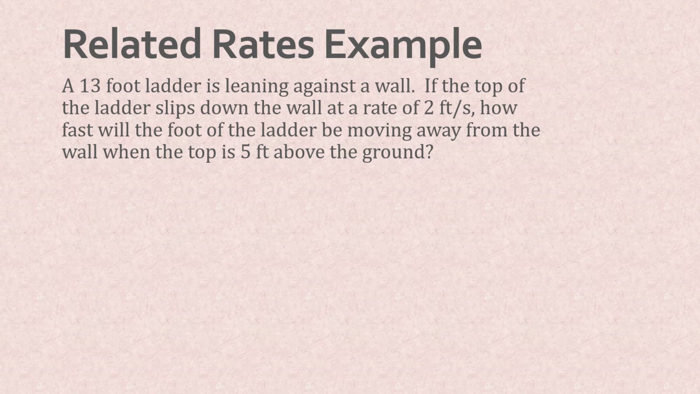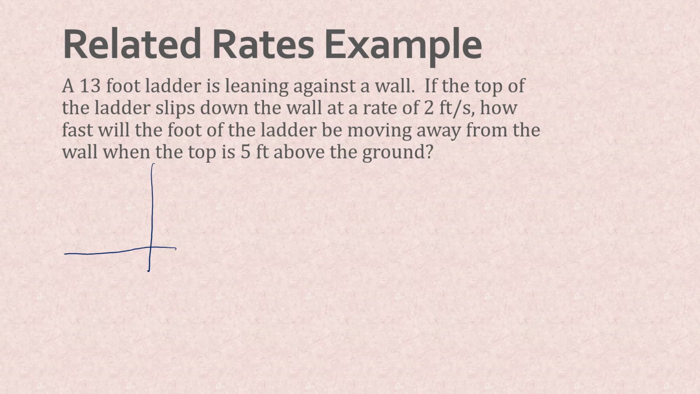So let's look at a basic related rates example. There's a 13-foot ladder which is leaning against a wall. If the top of the ladder slips down the wall at a rate of 2 feet per second, how fast will the foot of the ladder be moving away from the wall when the top is 5 feet above the ground? So the first thing to do is we need to understand the problem.